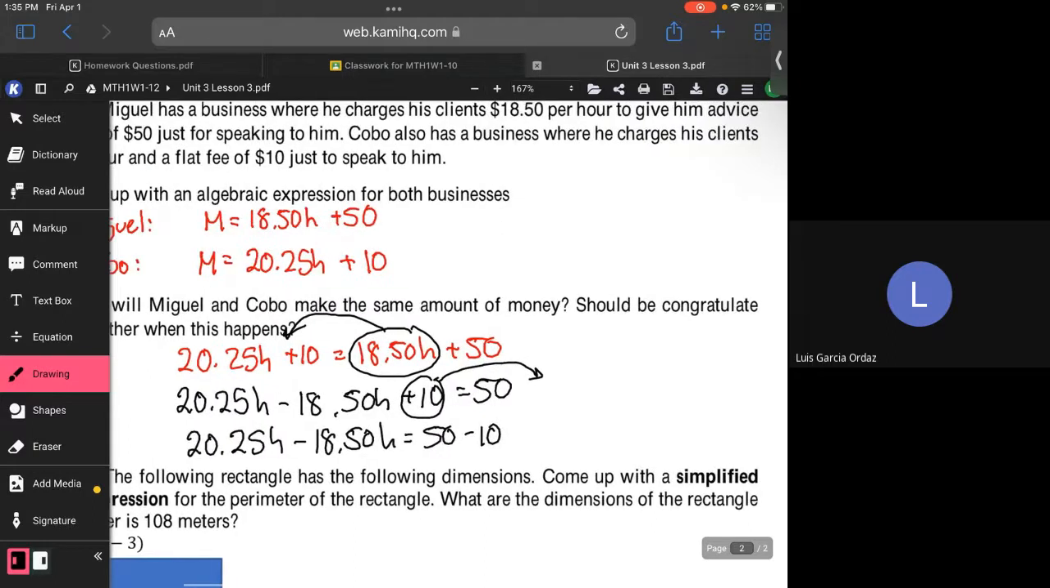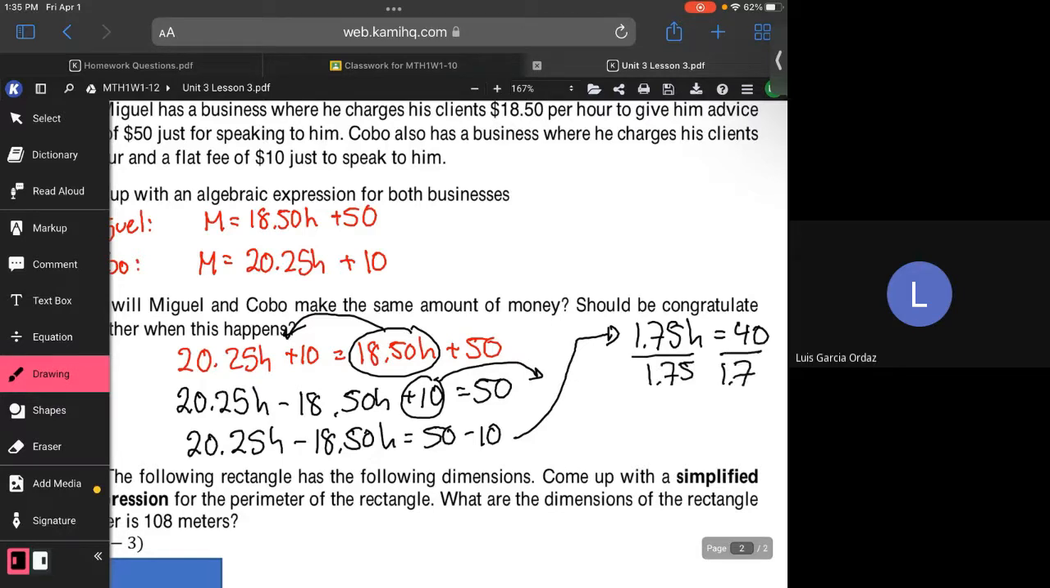So guys, what does my left side simplify into? What is 20.25 minus 18.5H? Alice. 1.75H. And like Kareem said, my right side is what? Kareem, what's my right side? 40. Okay. Yazin, to get the H by itself, what do I have to divide both sides by? 1.75. Good, that's what happened.